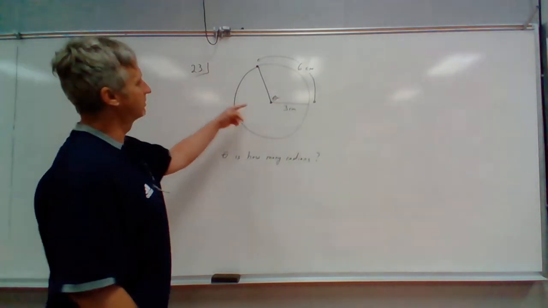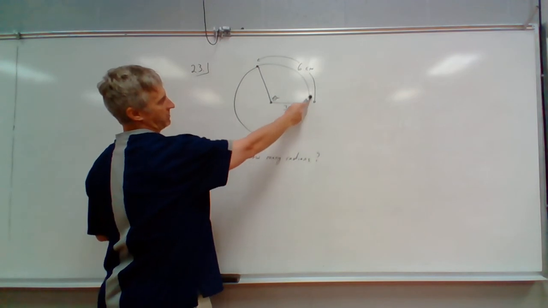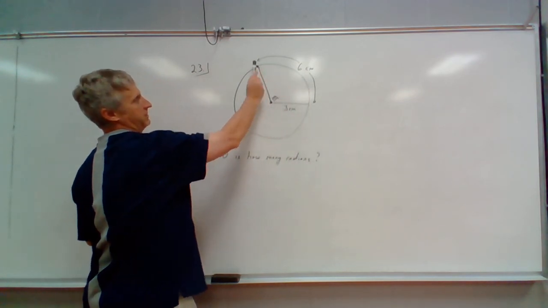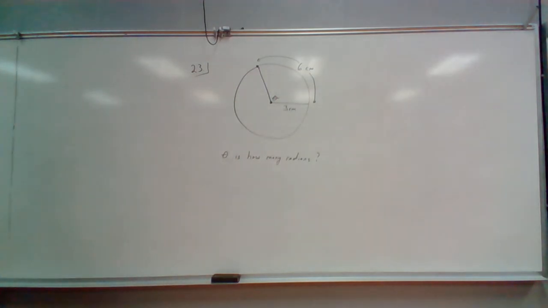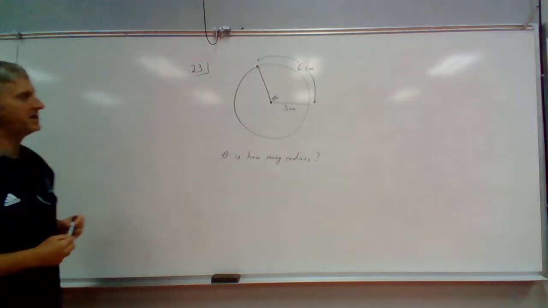All right, so we have a circle here with a radius of 3 centimeters, and this arc length is 6 centimeters. So the distance around the circle from here to here is 6 centimeters. All right, I want to know the measure of angle theta in radians.